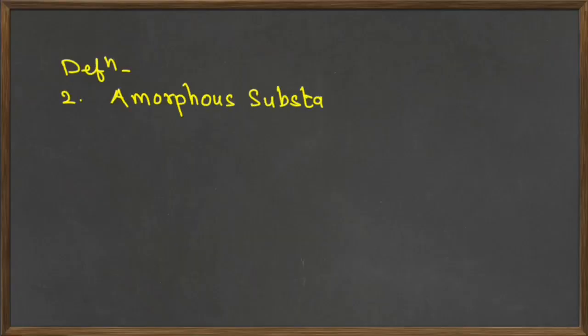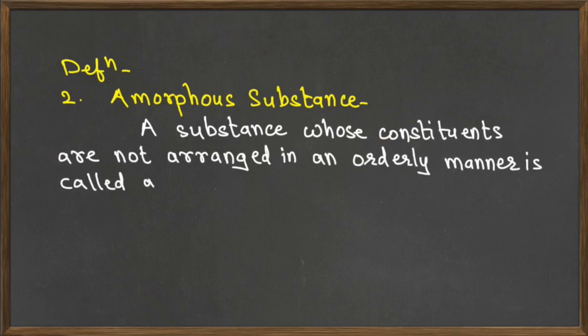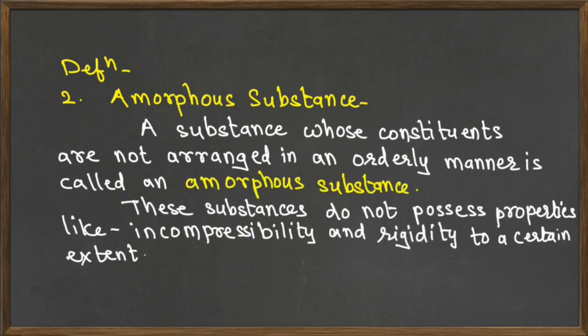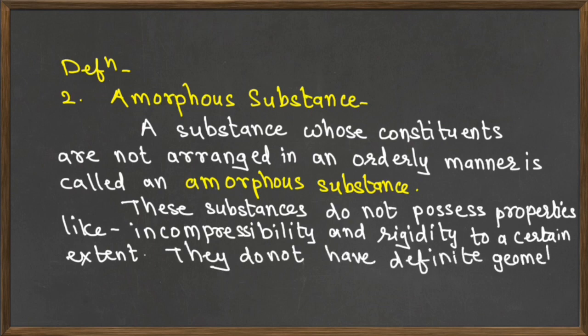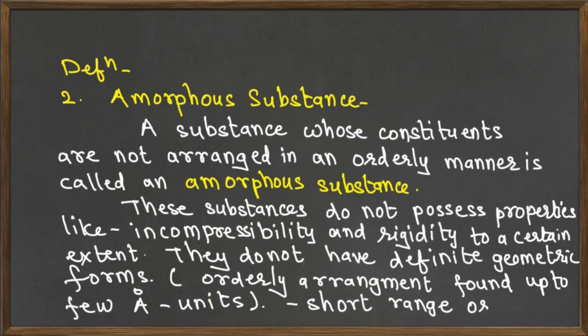Now let us go for the second point, that is amorphous substance. A substance whose constituents are not arranged in an orderly manner is called an amorphous substance. These substances do not possess properties like incompressibility and rigidity to a certain extent, and they do not have definite geometrical forms, or if they have some little arrangement, that arrangement is of the order of angstrom units. That is, they have very short range order. Therefore these substances are called amorphous substances.